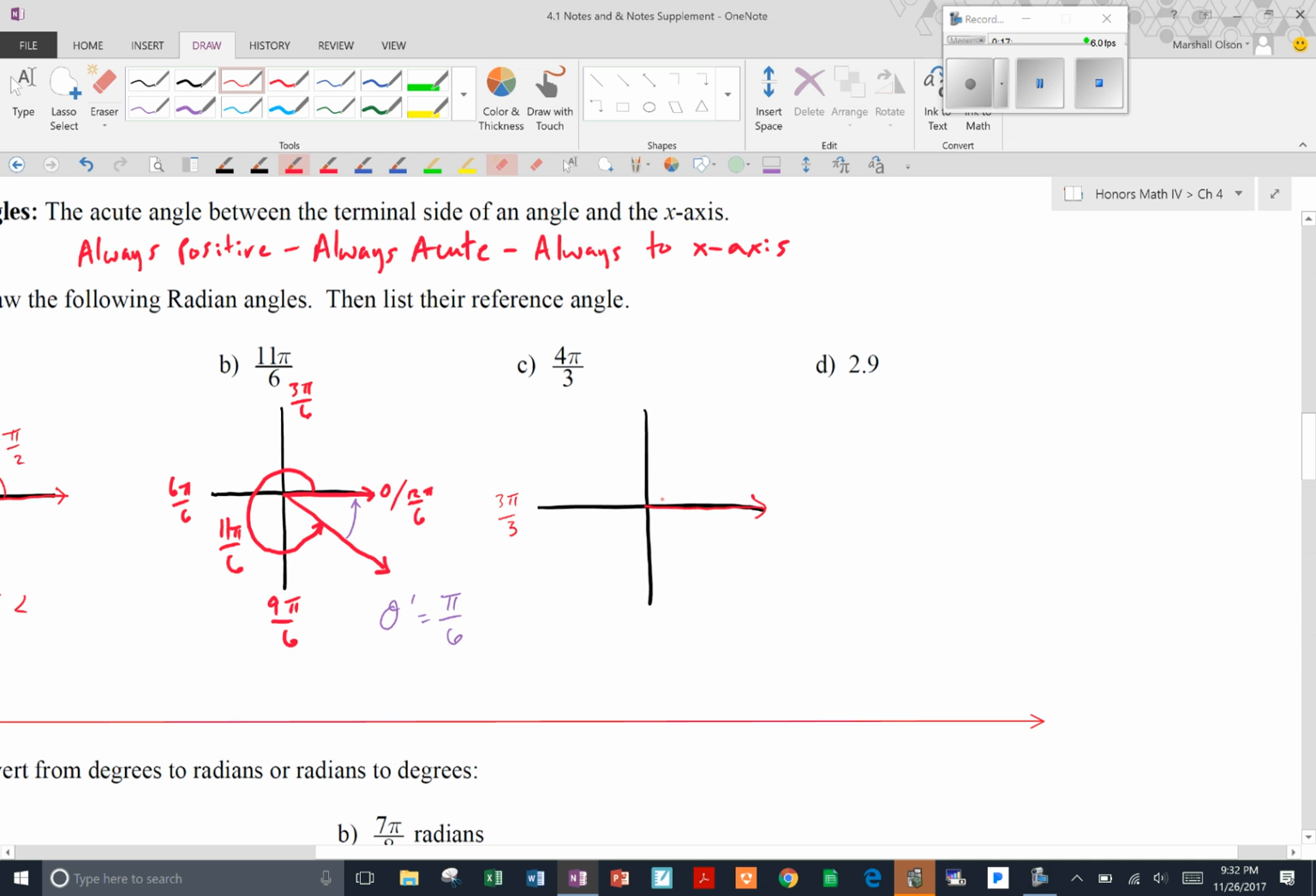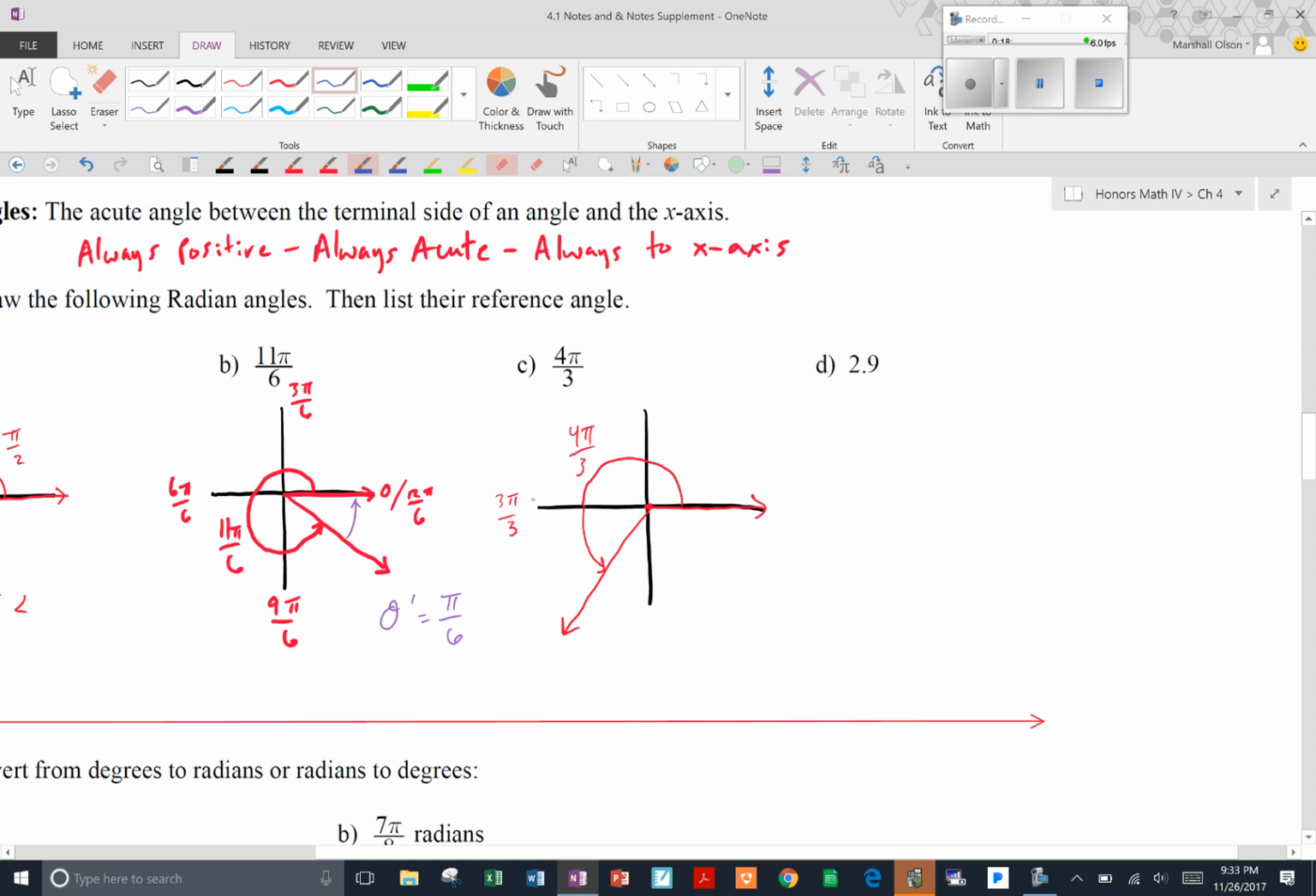4 pi over 3 is going to be past that. How far past that? Well, it's going to be pi over 3 past it. So I'm going to open up. This is 3 pi over 3, I want to go 4 pi over 3, so that's going to be right there. And here's 4 pi over 3.